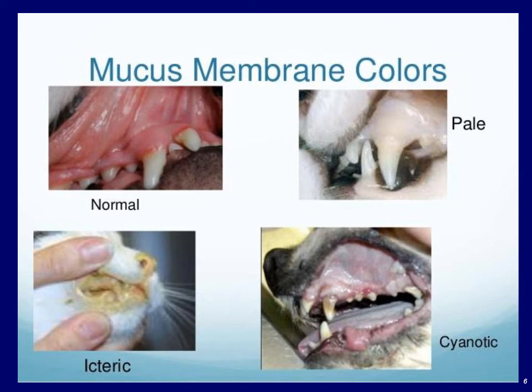And finally, at the bottom right, you see a very dark bluish mucous membrane coloration, which is never a good sign. And this blueness is often caused by hypoxemia or hypoxia, that is a lack of oxygen. So if you have a patient on the table under anesthesia and you see blue mucous membranes, it means you probably want to up the oxygen and give that patient some ventilations.